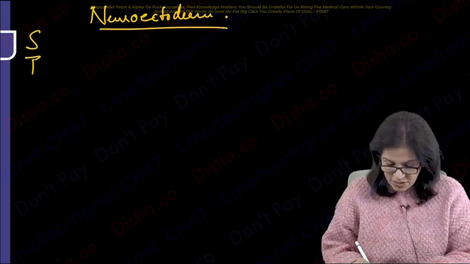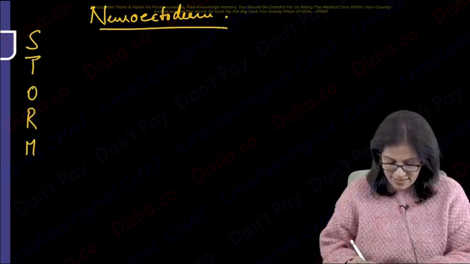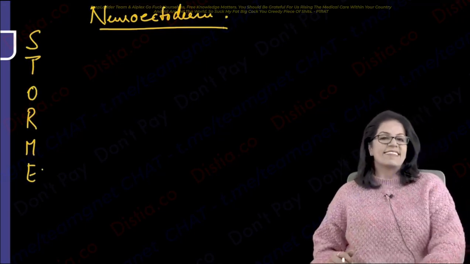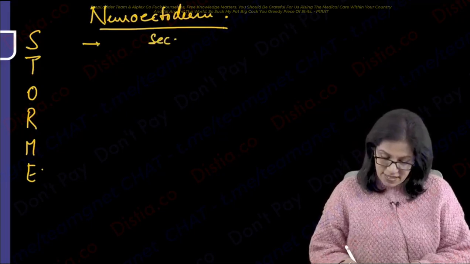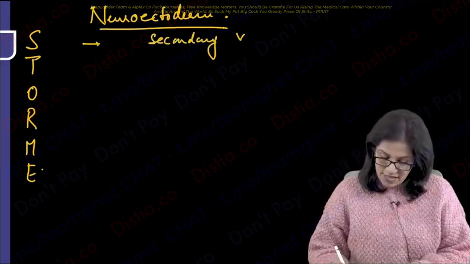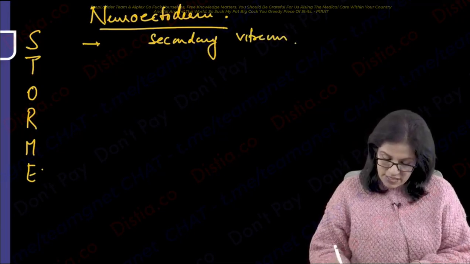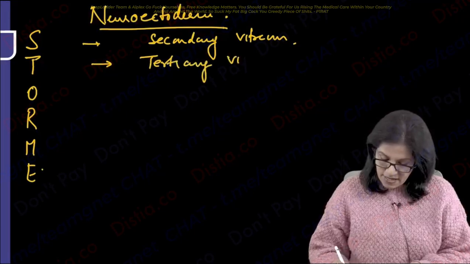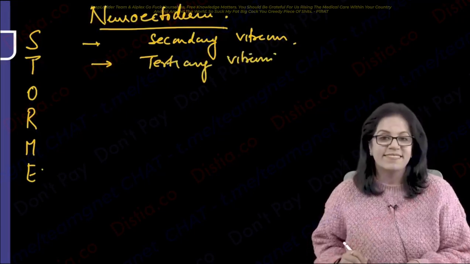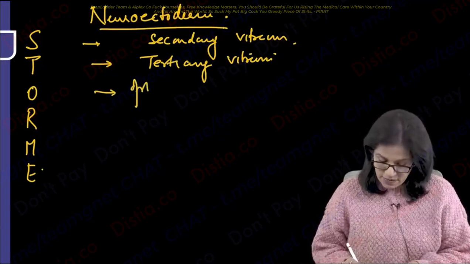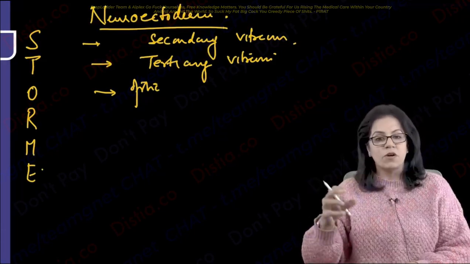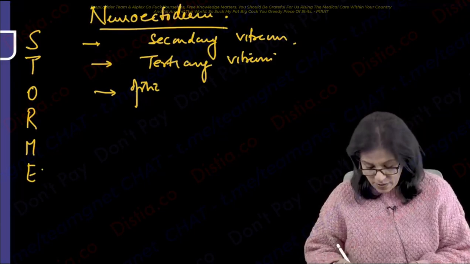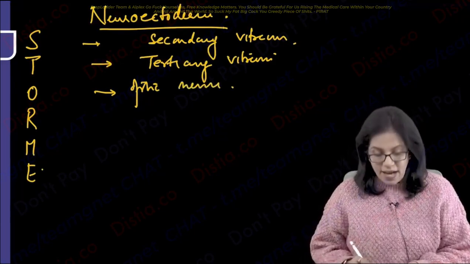Storm with an E. S-T-O-R-M-E. It's a storm with an E. Right? So, when you say S, this is secondary vitreous. I discussed this in the vitreous also, that secondary and tertiary vitreous, this T is for tertiary vitreous, these are all derived from neuroectoderm. O, of course, is optic nerve or optic disc, and with the optic stalk, optic nerve from the optic stalk, so it's all neuroectoderm, so we can say optic nerve. R is retina.